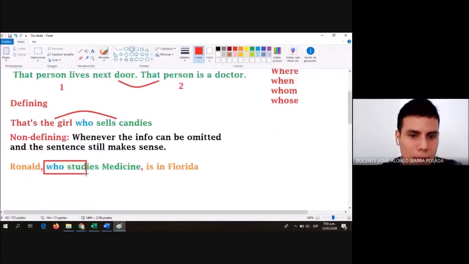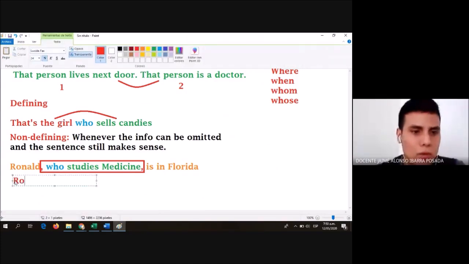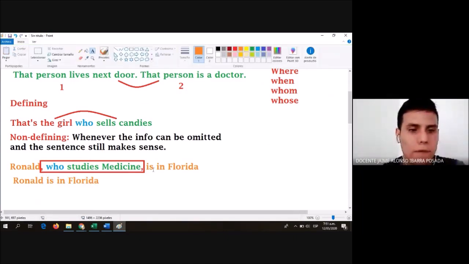Yeah, this information is the one that we can omit. Why? Because if you say, let me make this bigger. Okay, here. This is the information that we can omit. Why? Because if I say Ronald is in Florida, it still makes sense. You see? Ronald is in Florida, and it won't affect the sentence.